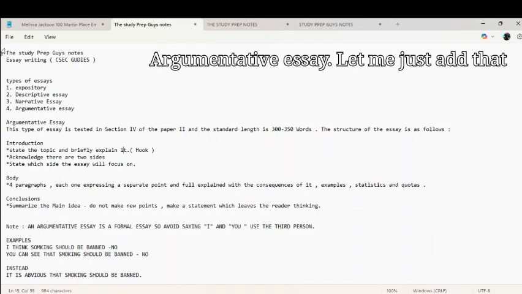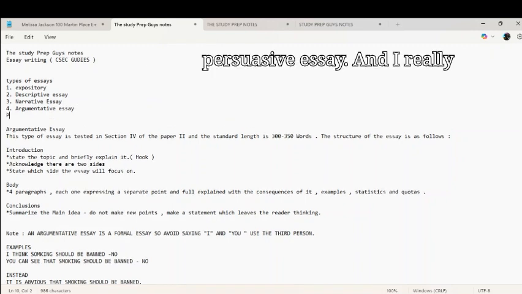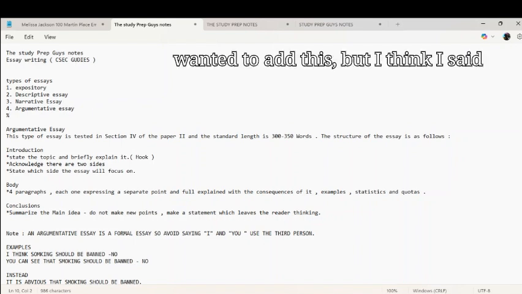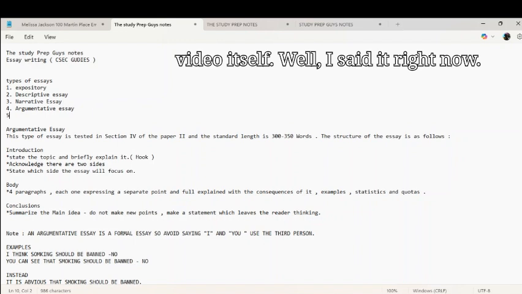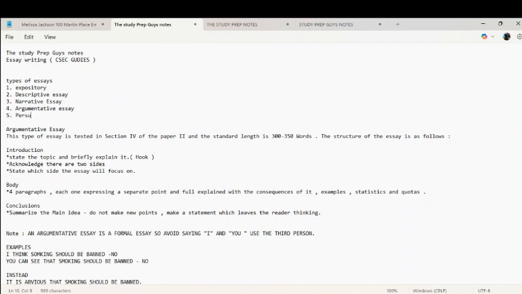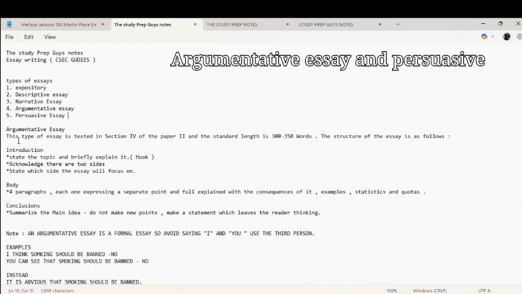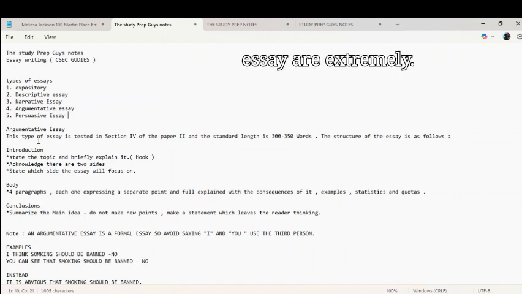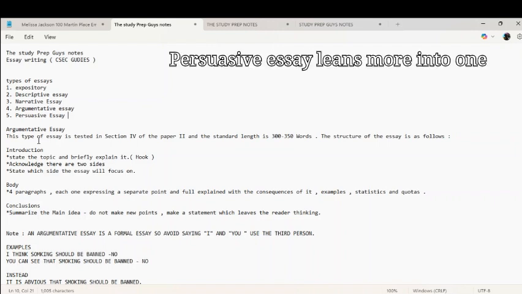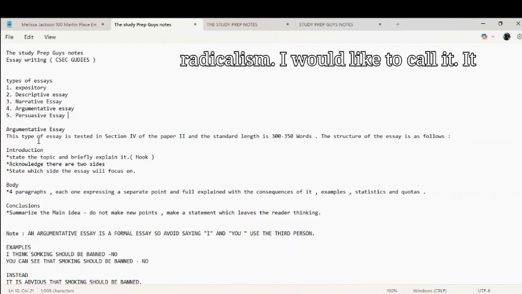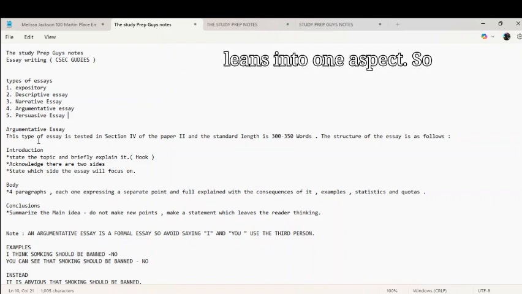Let me just add persuasive essay. I really wanted to add this, but I think I only thought I added it when I was making the video itself, so I'll add it right now. Argumentative essay and persuasive essay are extremely similar. An argumentative essay looks at both sides of the argument. A persuasive essay leans more into one radicalism, I would like to call it. It leans into one aspect.